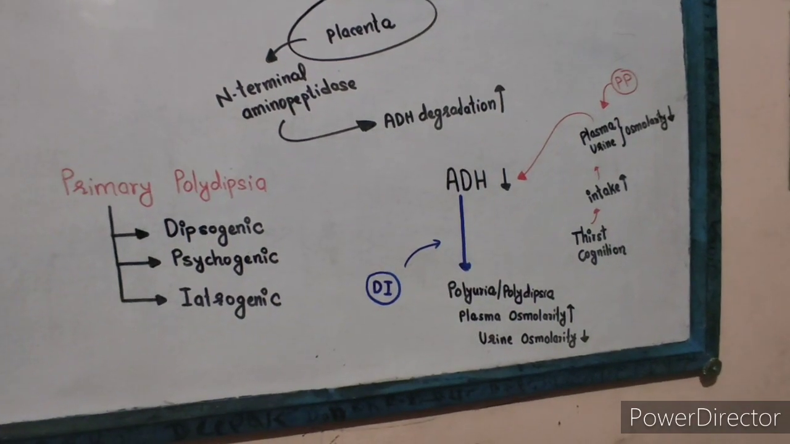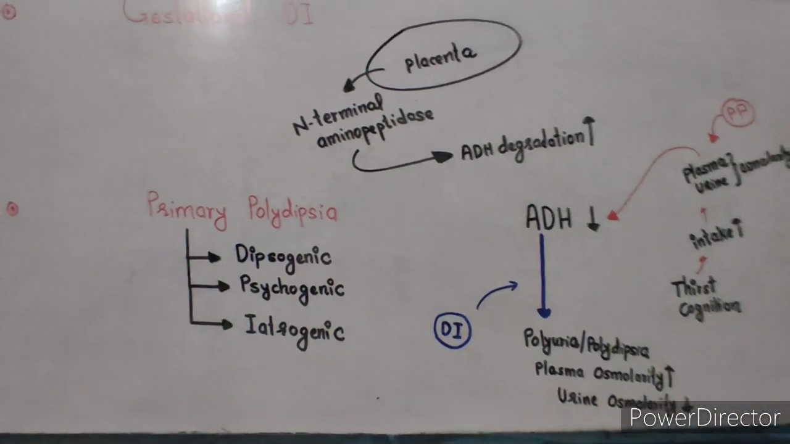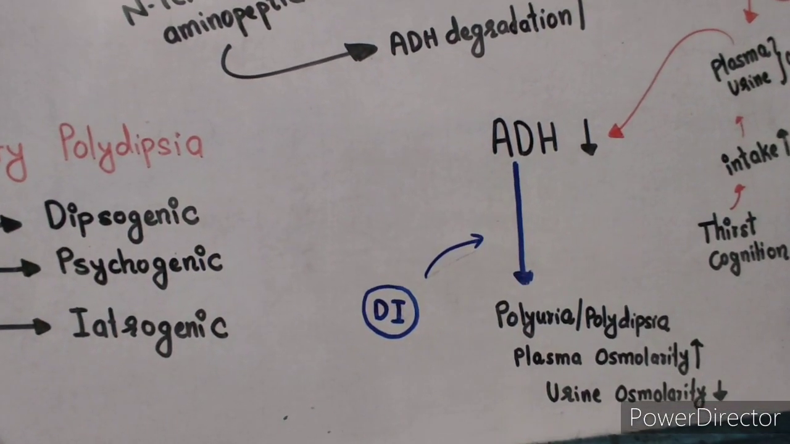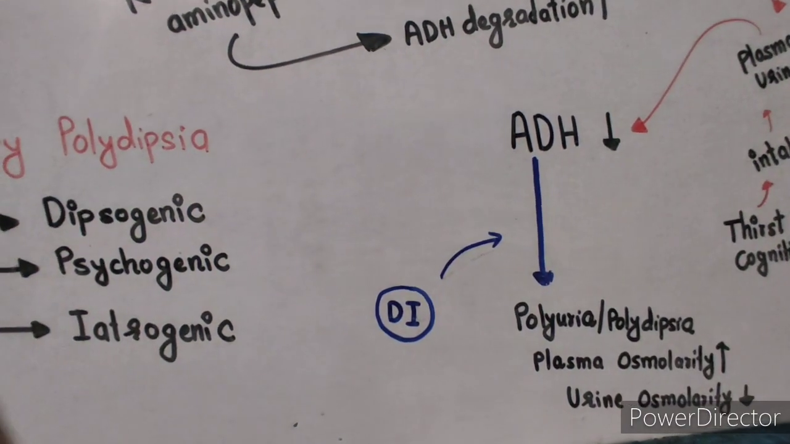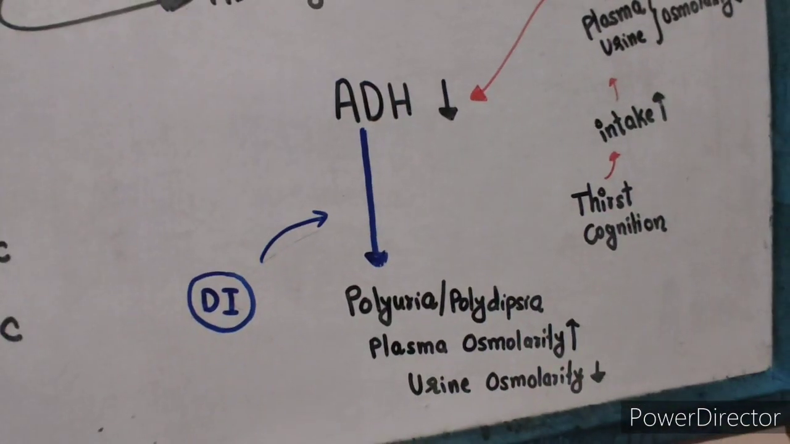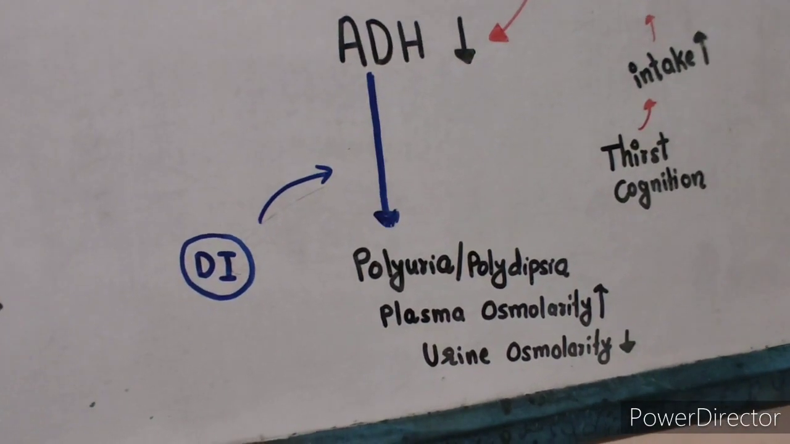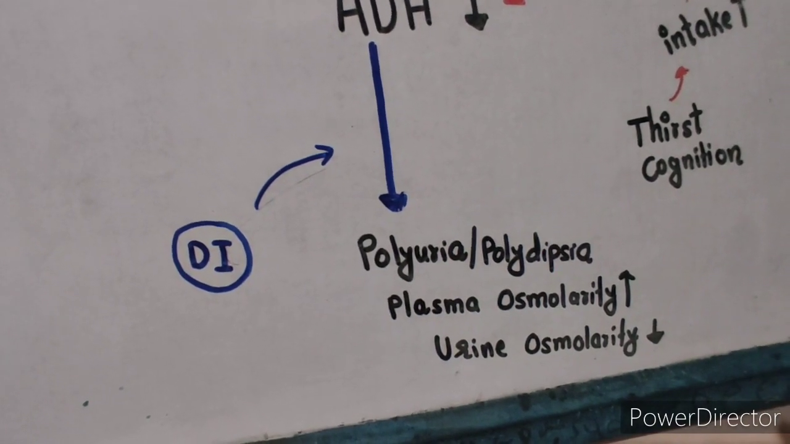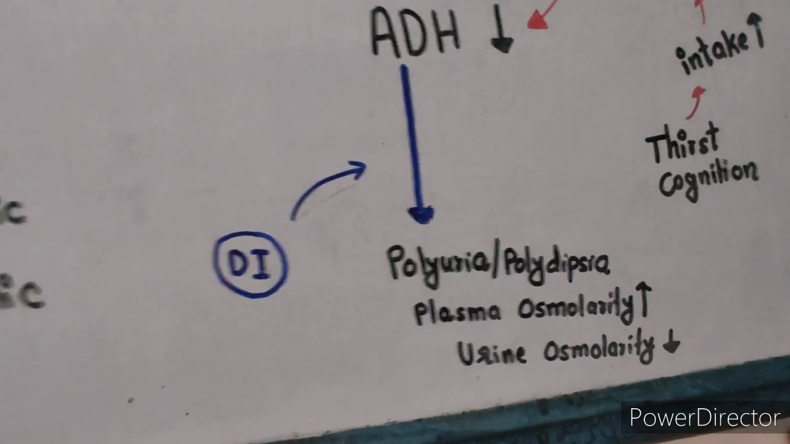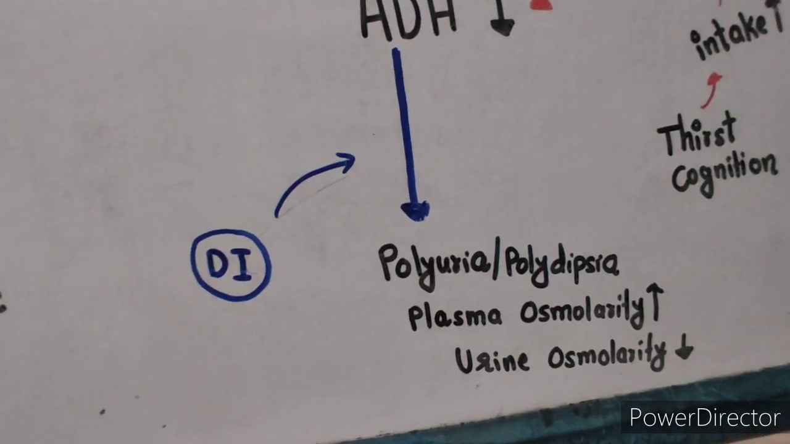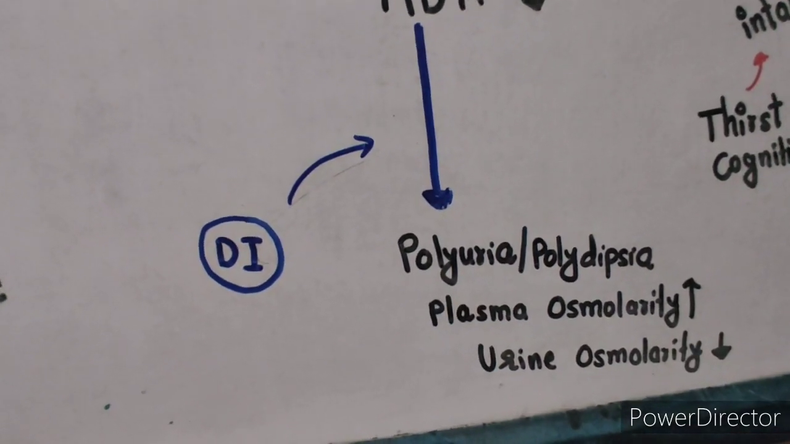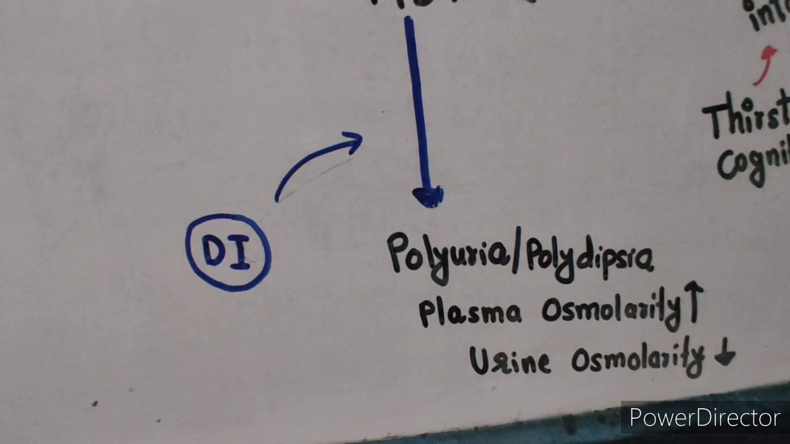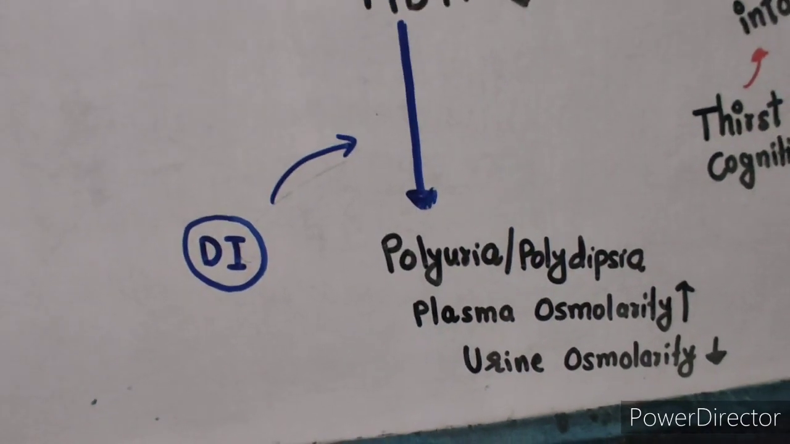The pathogenesis of diabetes insipidus and primary polydipsia is just reverse. In diabetes insipidus, first there is either a decrease in ADH or unresponsiveness to ADH, because of which reabsorption of water cannot take place. It causes polyuria and polydipsia because if there is no reabsorption of water, it will cause increased plasma osmolarity, that is, concentrated plasma, and because of the water lost through the urine, urine osmolarity will decrease, that is, urine will become dilute.